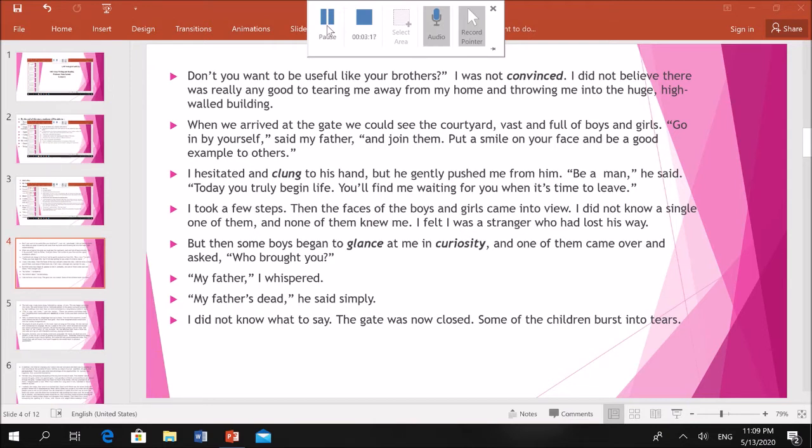I did not know what to say. The gate was now closed. Some of the children burst into tears.